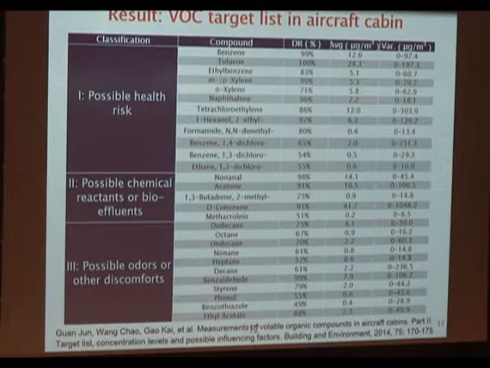Based on a lot of analysis, we came up with a so-called VOC target list for the aircraft cabin. The criteria to be listed here are that a compound should have either possible health risk, possible chemical reactants or bioeffluents, or possible odors or other discomforts, and also a relatively high detection rate. Here it gives the average concentration and the range of variation. This could be used as a reference if you are studying aircraft cabins. We have already published the result in a paper in Building and Environment very recently.